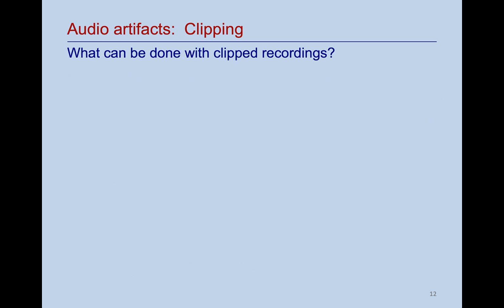Okay, so what can you do with clipped recordings? Are there things that you can and cannot do? First of all, it's important to understand that clipping cannot be fixed or undone.